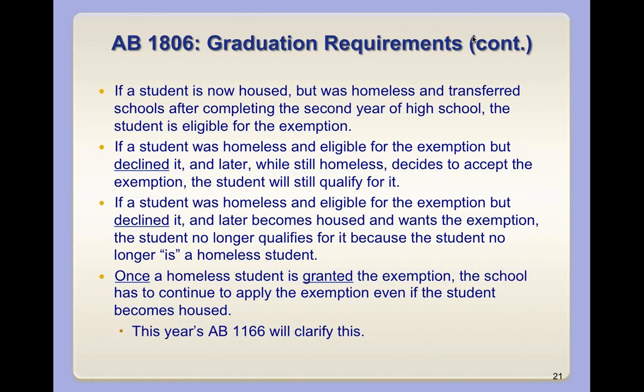Now, once you have a student who's eligible, because we've got everything happening at the right time, the student is homeless, transfers schools, gets the exemption, and then later the student finds permanent housing, the student still gets the exemption. It's not the case that you're homeless, you transfer schools, then you move into permanent housing and you lose your exemption. You'd essentially be putting a student in a position of having to choose between graduating from high school or having safe housing. And that's not, of course, what the law is intended to do.